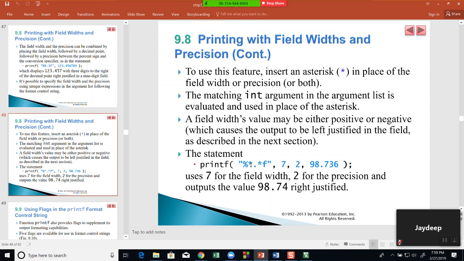Here's where you can pass in the precision separately, so you don't hard code it. So instead of doing %7.2f, you put asterisks there, and you put 7 and 2 as parameters passed into the printf.